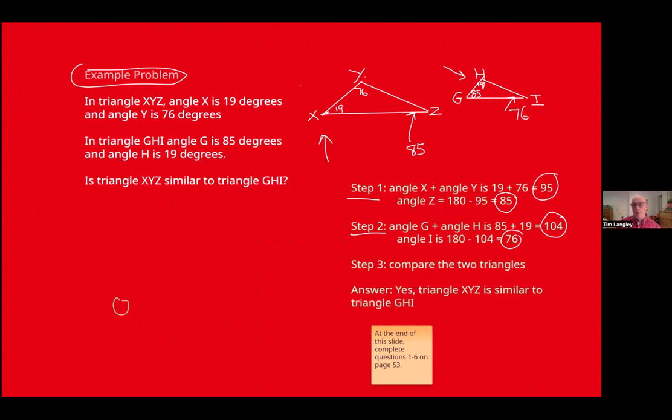Now, if you ran into the situation where, say, this angle I was 60, but it's 85 on Z and there's no 60 in the other one, you would answer, no, they are not similar. They do not have all three angles the same.